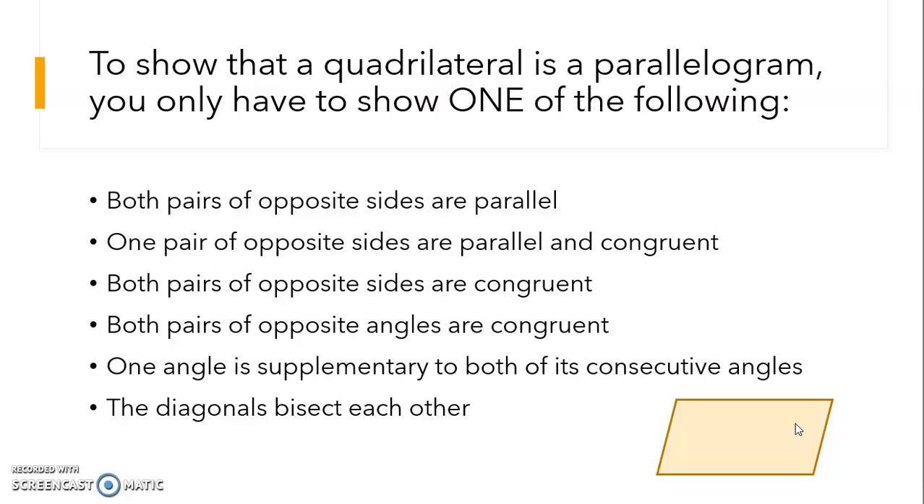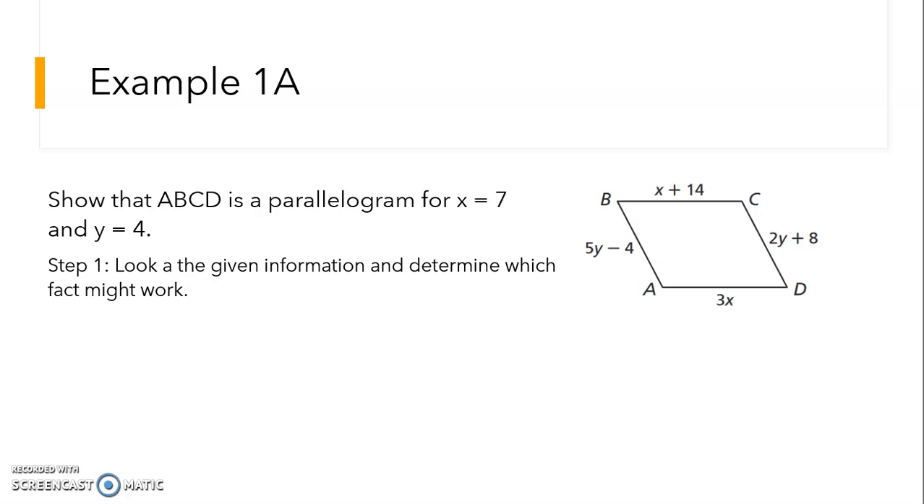Now let's take a look at an example question where we're going to apply these facts. So make sure you have these facts written down, because what we're going to do is show that one of them is true, and then we just pick which fact it is and write it down. In example 1a, it says to show that ABCD is a parallelogram when x is 7 and y is 4.